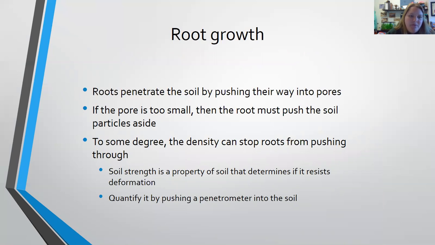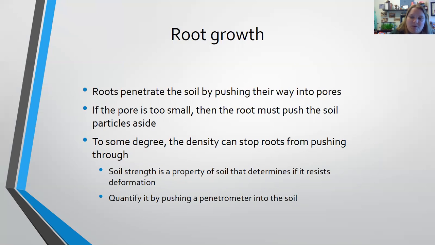So with root growth, and I've been mentioning this a lot, you have to think about a plant growing out in these soils, and their roots have to be able to push their way into pores that are surrounding the soil particles. And if a pore is too small, then the root needs to either push the particles aside or basically decide that it can't grow there and it grows in a different direction. So to some degree, the density can stop roots from pushing through.